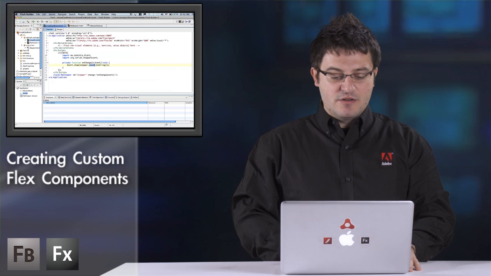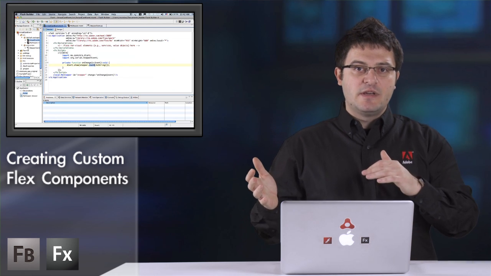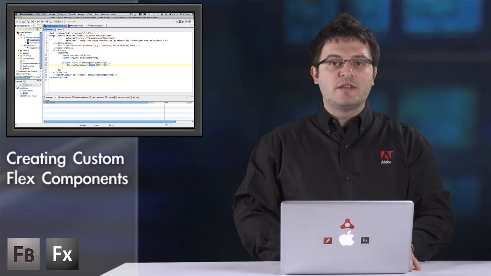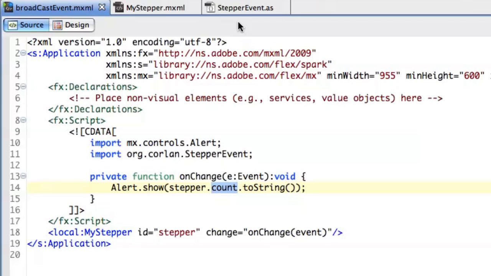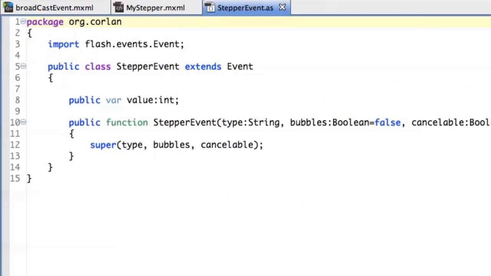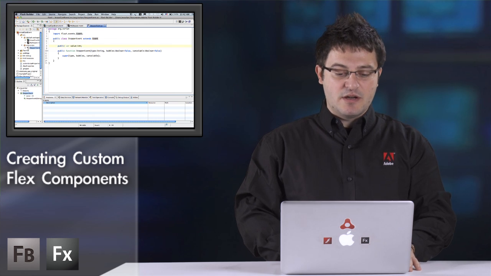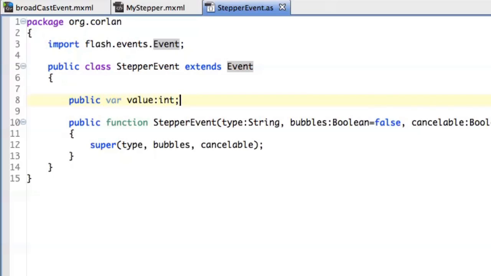Now, what if I want to be able to read the current value from the event itself and not from the stepper component? How can I do this? Well, probably the easiest way is just to create a custom event which will extend the base event, the one we just used, and you add a new variable in order to store the value you want to pass around. So I have here a public var value, and the type is int.